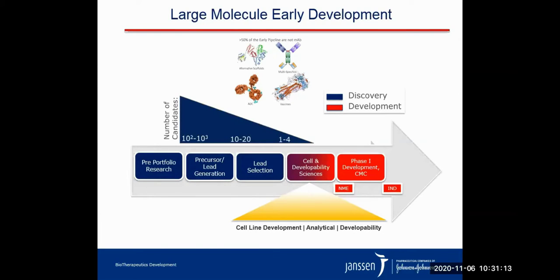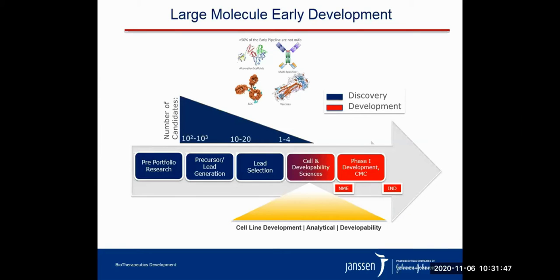This figure represents the general stages in large molecule early development. Once a target is declared during pre-portfolio research, candidates in the range of 100 to 1,000 molecules get screened and filtered through lead generation and lead selection to less than a few dozen molecules that enter our department, the Cell and Developability Sciences, or CDS for short. The CDS group is responsible for the selection of the cell line that goes into late-stage development, and it's a function that sits in between discovery and development.